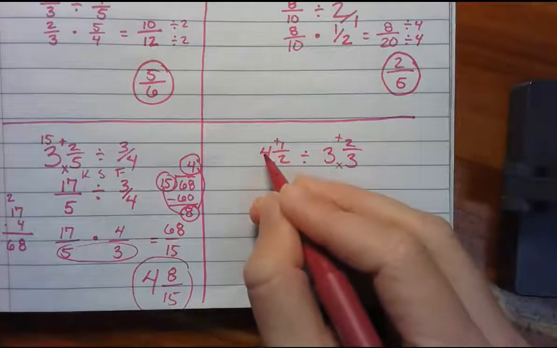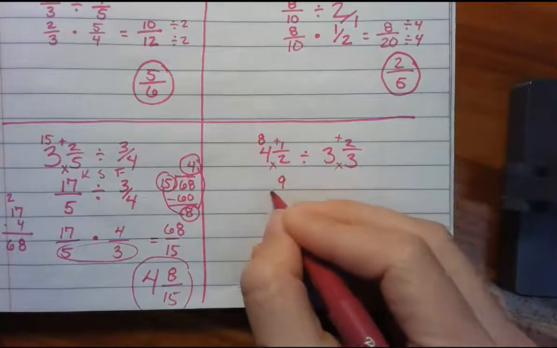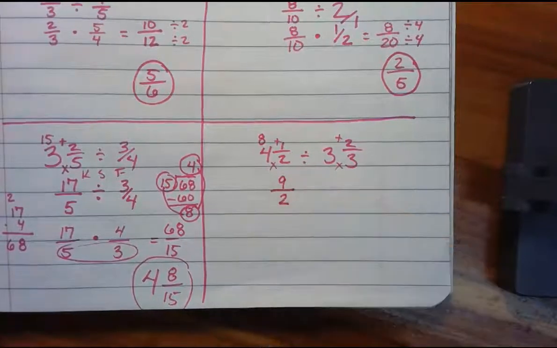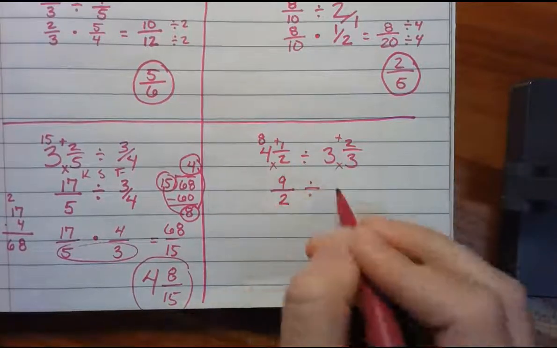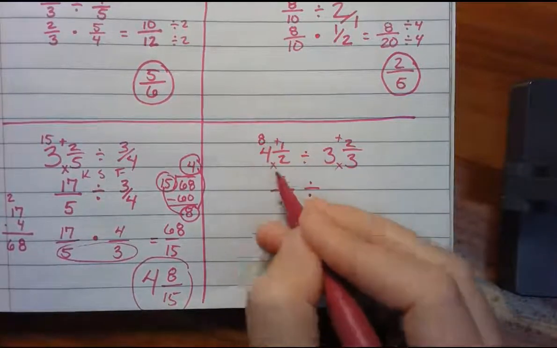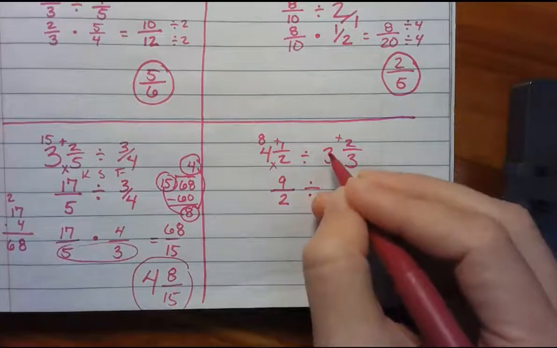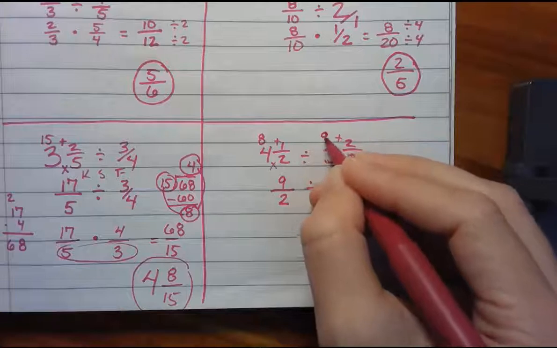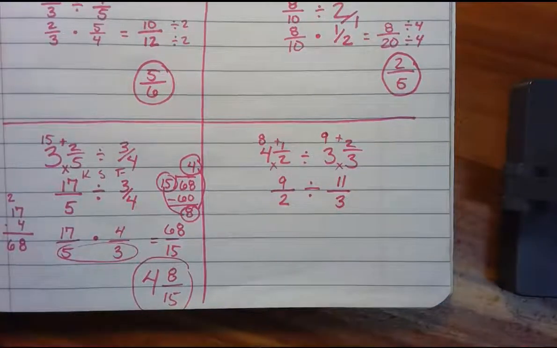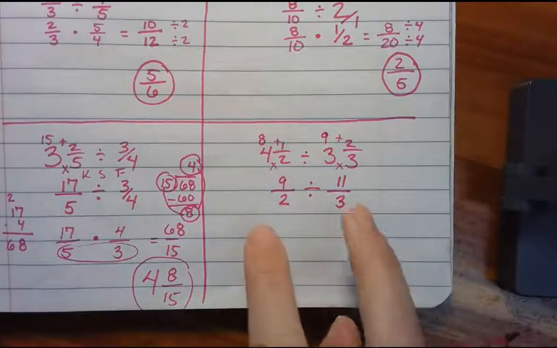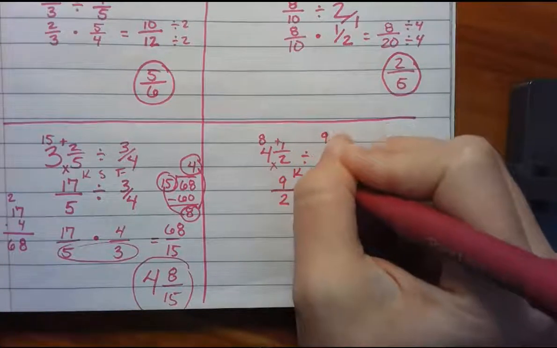So 2 times 4 gives me 8. 8 plus 1 on the top gives me 9. Going to keep the 2 on the bottom there. Now, it's still a division problem. All we're doing right now, we're not keeping, switching, flipping anything. We're just changing mixed numbers into improper fractions. We're going to do the same thing over here. 3 times 3, denominator times the whole number, gives me 9. 9 plus 2 on the top is 11 over 3. Now that we have changed these mixed numbers into improper fractions, now we can KSF.